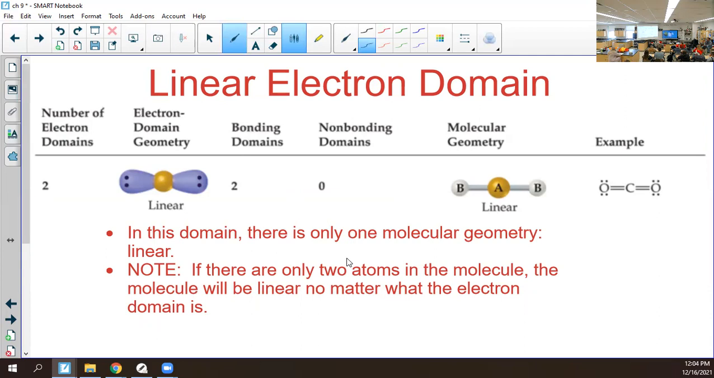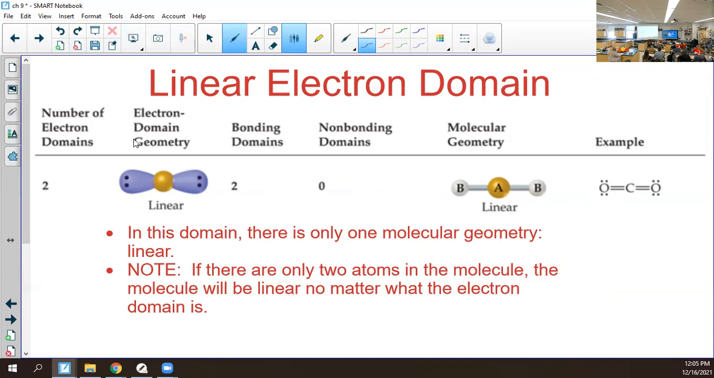So note, if there are only 2 atoms in the molecule, it will be linear no matter what direction the domain is as well. If you just have A, B, and I don't care if A and B is here, or A and B is here, it's still a straight line between the two. You all right with that? So when things are linear, there's no non-bonding domains around the central atom. Yes, there is here, but not around the central atom. So linear is a piece of cake. Linear will make linear.